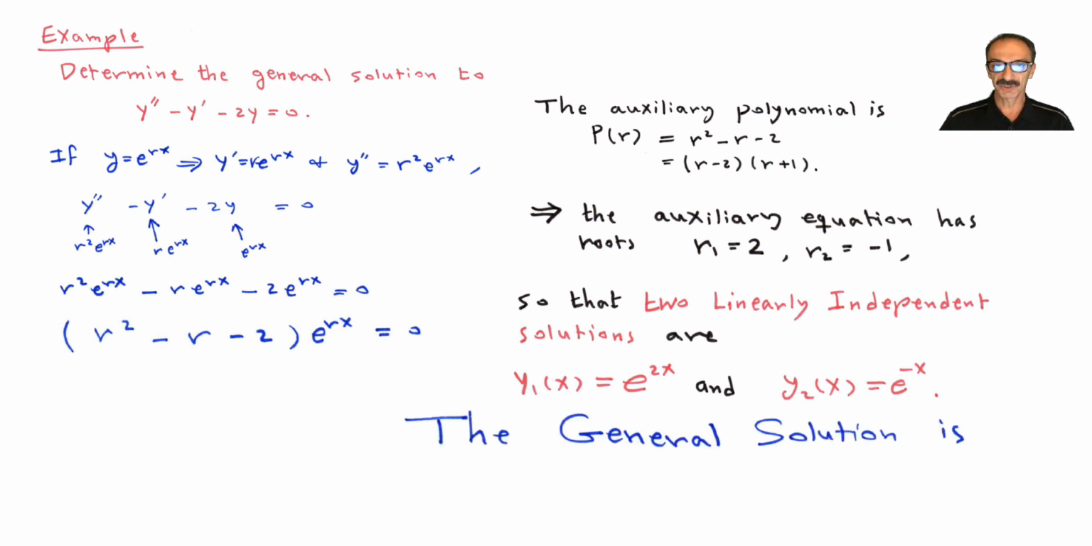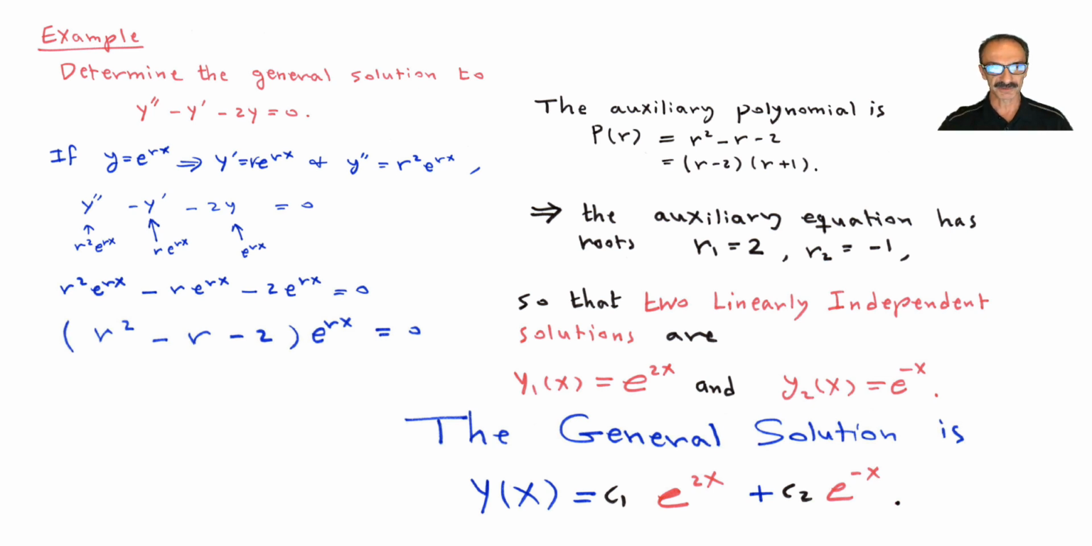Now the general solution, because that's the question right here, find the general solution, will be a linear combination of this and this. And here we go. C1 e to the power 2x and C2 times e to the power minus x.